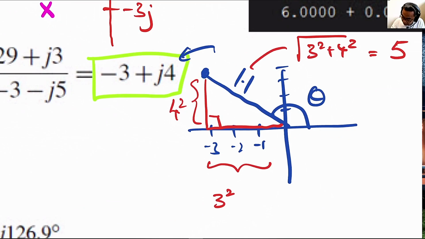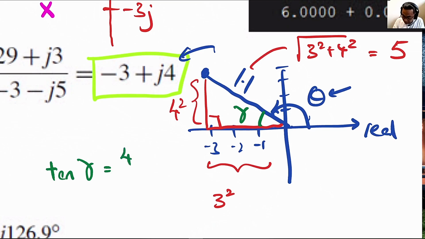Let's try to find theta. Theta is the angle of the vector anti-clockwise from the real line. So this is the real line. Anti-clockwise is from this real line to the vector. So this is theta. But how can we solve this? Let's solve for another angle first. Let's call this angle gamma. Tangent gamma equals opposite, which is 4, over adjacent, which is 3. Therefore, gamma equals arctangent of 4 over 3.